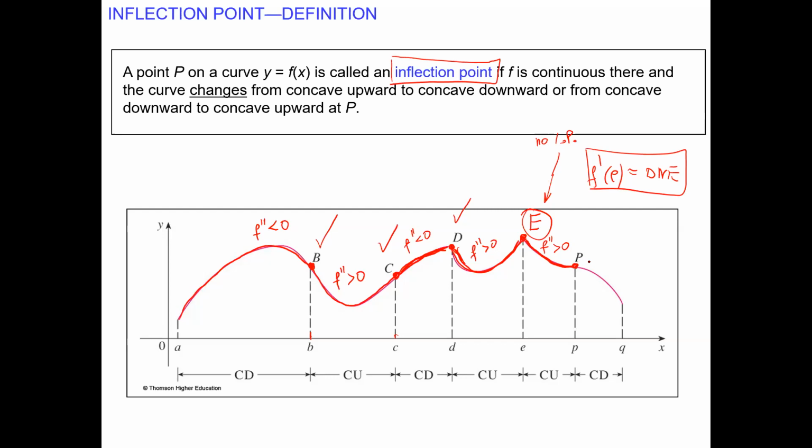And at the point P, I believe on the right-hand side, the function is bent down, the second derivative is negative. This will be an inflection point. If we have the graph, we can easily identify that.